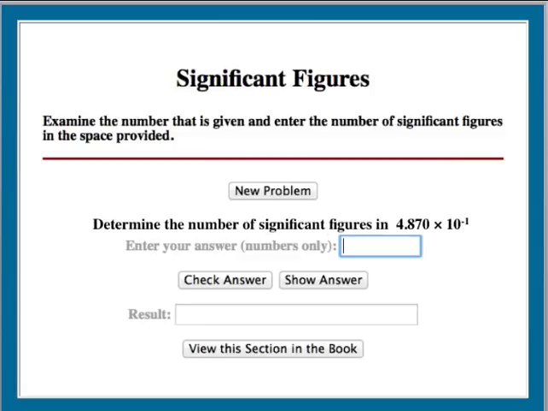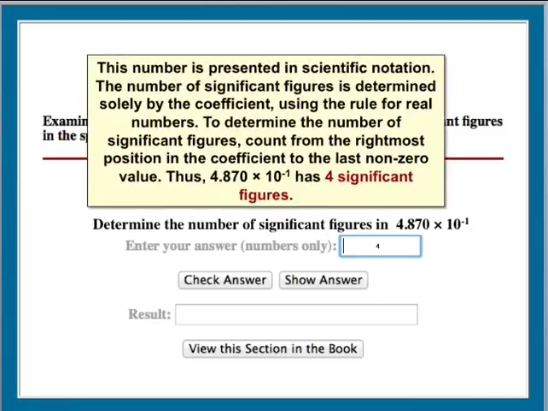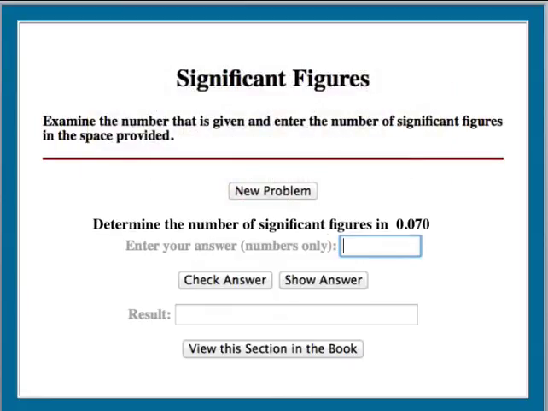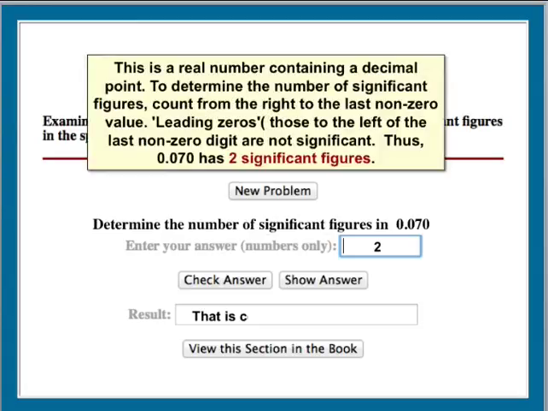Scientific notation, oh my gosh, how easy, because we remember the rule, don't we? In scientific notation, everything in your coefficient is significant. This is 4. And one more. We have a decimal point. Leading zeros don't count, trailing zero does. This is 2.